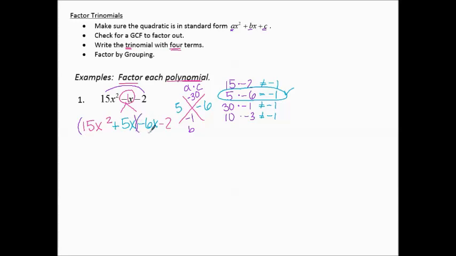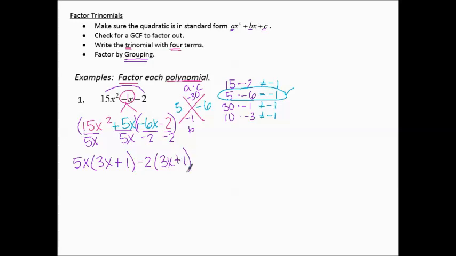I'm going to group my 2 together. I'm factoring by grouping. So now I look for the GCF here, which is 5x. I put my 5x on the outside. I'm left with 3x plus 1. And over here, my GCF is negative 2. So I put negative 2 on the outside. I have 3x, negative 2 divided by negative 2 plus 1.